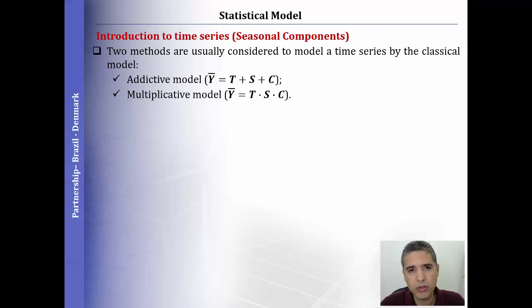We have two models when we apply the classical model. The first model is called the additive model. It is additive because we need to sum the components of trend, seasonal, and the cyclic components. And we have the multiplicative model, which uses the trend multiplied by the seasonal components multiplied by the cyclic components.